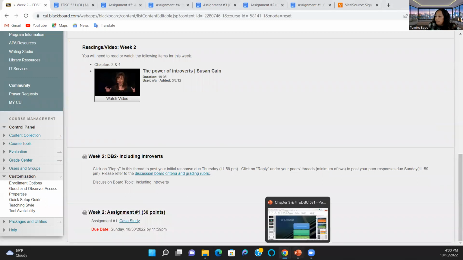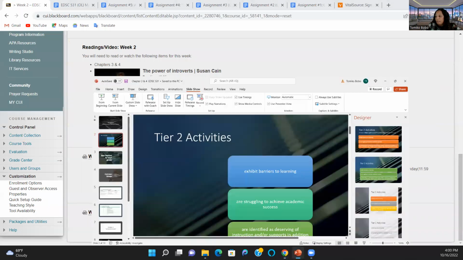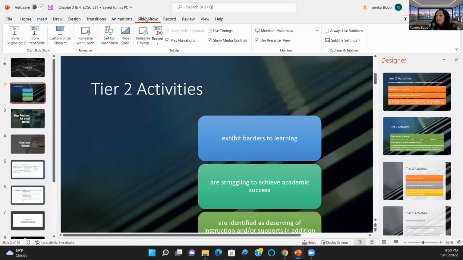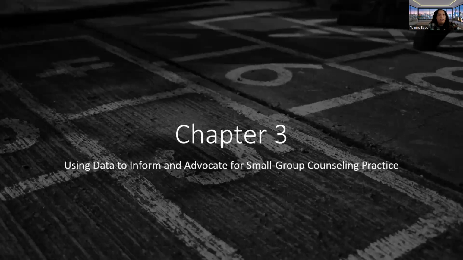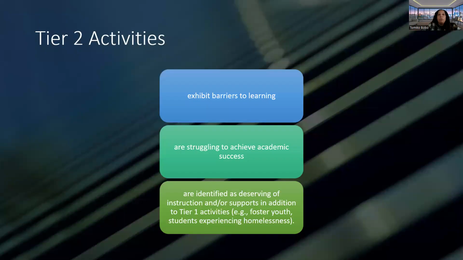This week, you should be reading chapters 3 and 4. And I am going to now go ahead and talk a little bit about chapters 3 and 4. In chapters 3 and 4, they talked about using data to inform and advocate for small group counseling practices. So here were some tier 2 activities that were in the book.